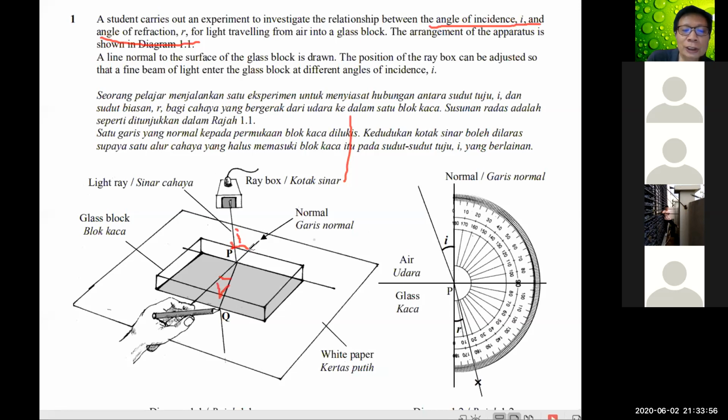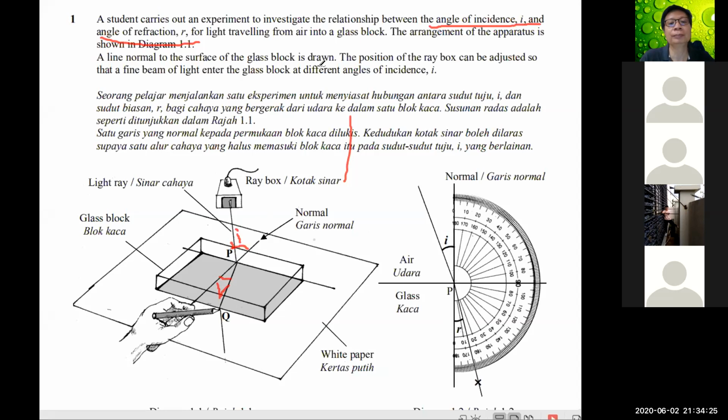You want to see the relation between the angle I and angle R. You can see from here: angle of incident, angle of refraction. Understand? So the whole experiment is just to study the relation between angle I and angle R. And the line normal to the surface is the normal line.